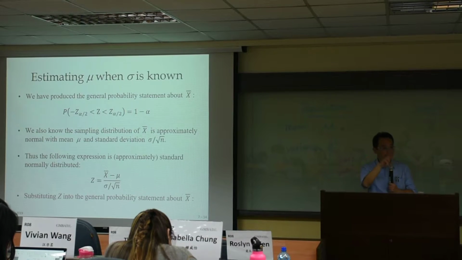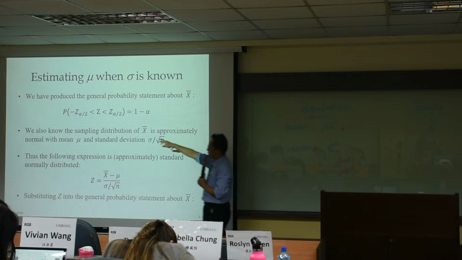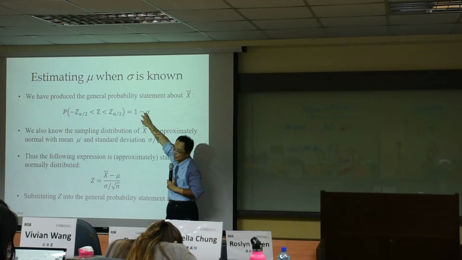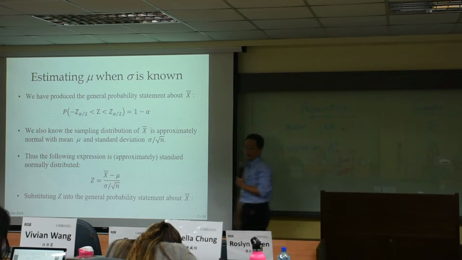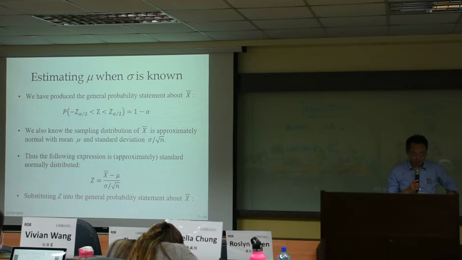The probability for z between negative z of alpha over 2 and z of alpha over 2 is 1 minus alpha. Okay, so this is the probability. And we also know the sampling distribution of x bar.